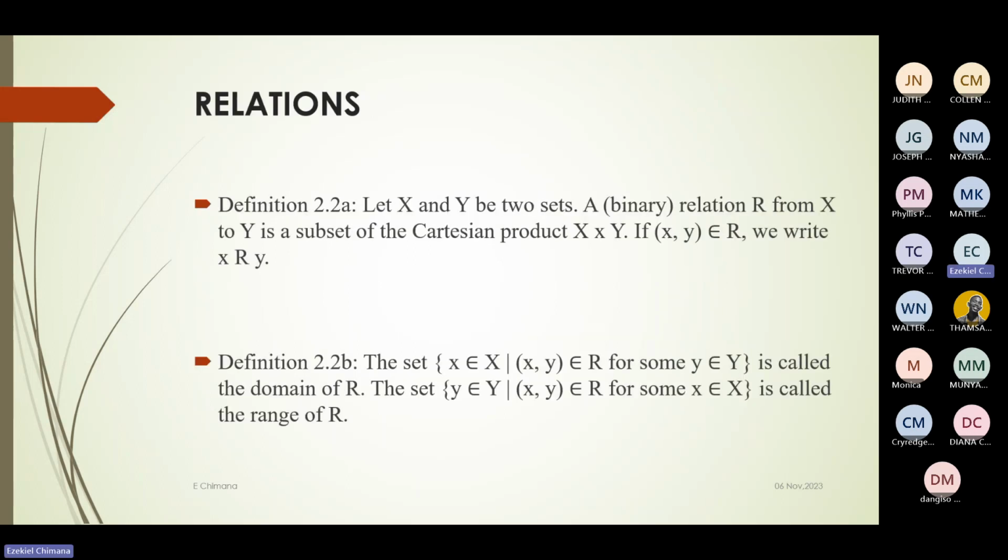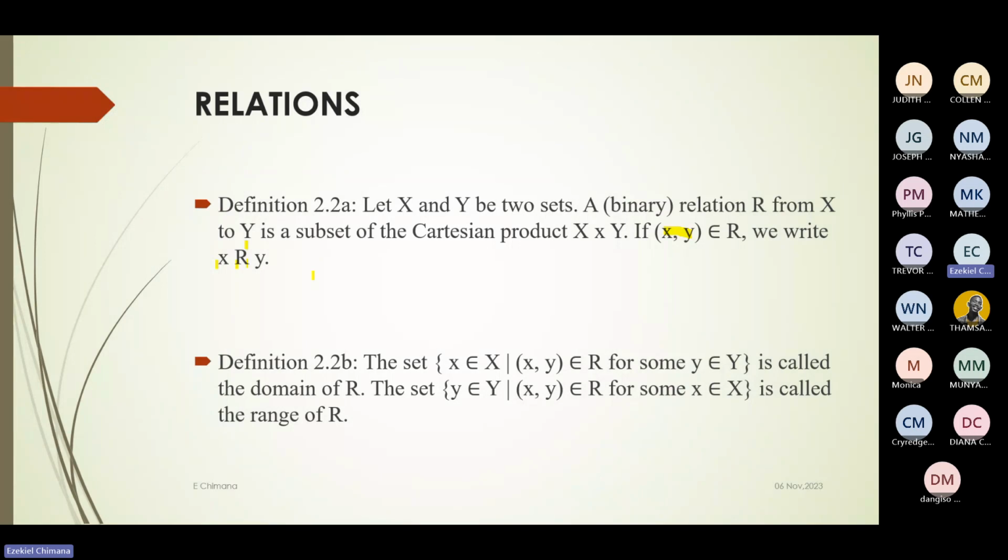At first, I'm just going to start with the definition of a relation. What is a relation? Let X and Y be two sets, and a binary relation, or a relation R, from X to Y is a subset of the Cartesian product X cross Y. If (X, Y) is an element of R, or if (X, Y) is in our relation, we write X R Y, which means X is related to Y.